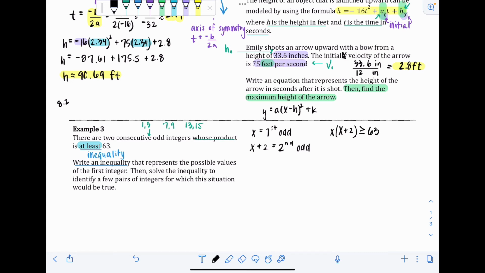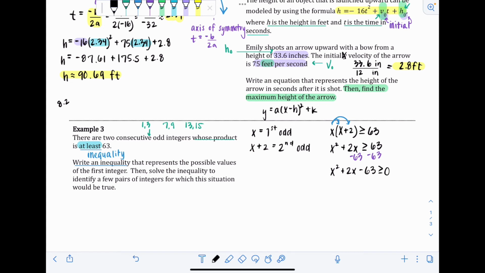And then now we have an inequality that we can go ahead and solve. So kind of the same thing here as before. We want to get it in standard form. So I would distribute the x. So x times x is x squared, and then x times 2 is 2x, and then it's greater than or equal to 63. I want to get it in standard form, so I'm going to subtract over the 63. And then x squared plus 2x minus 63 is greater than or equal to 0.